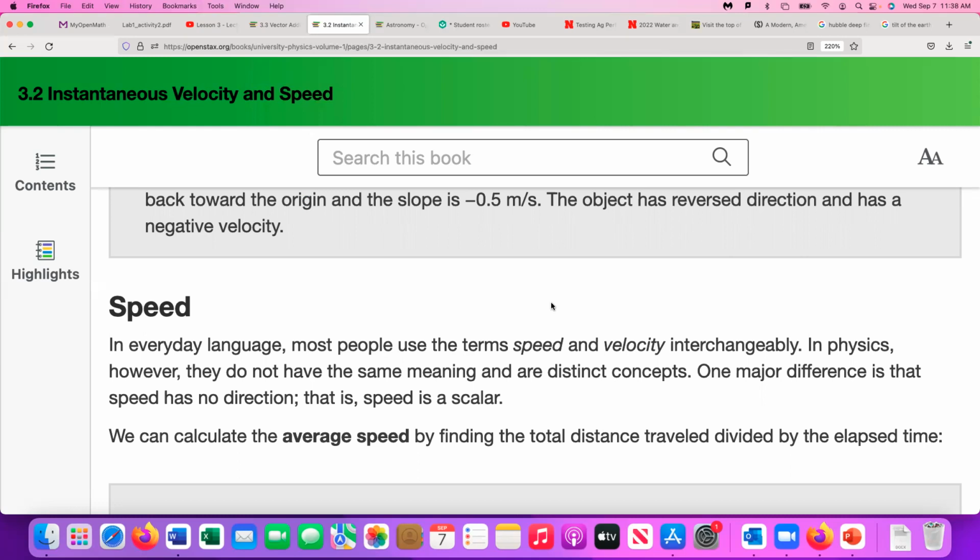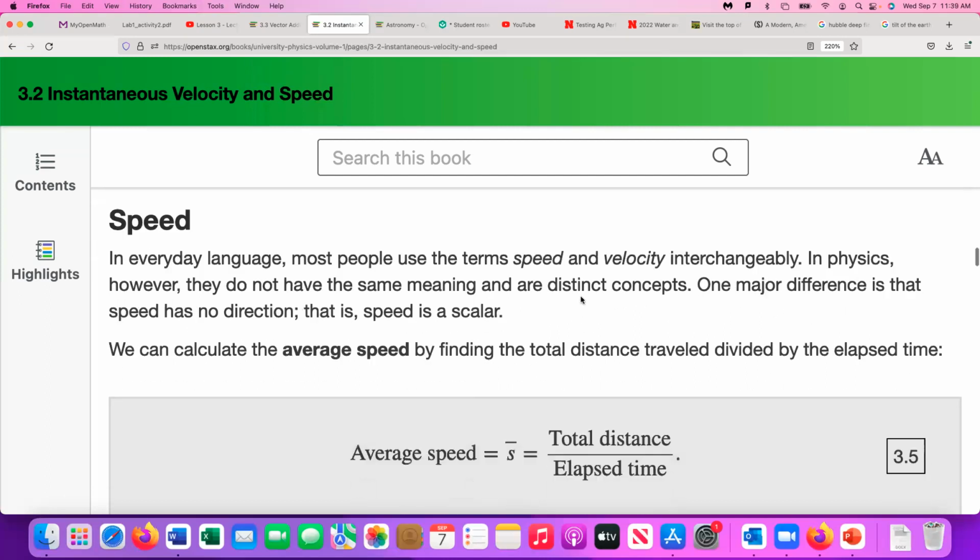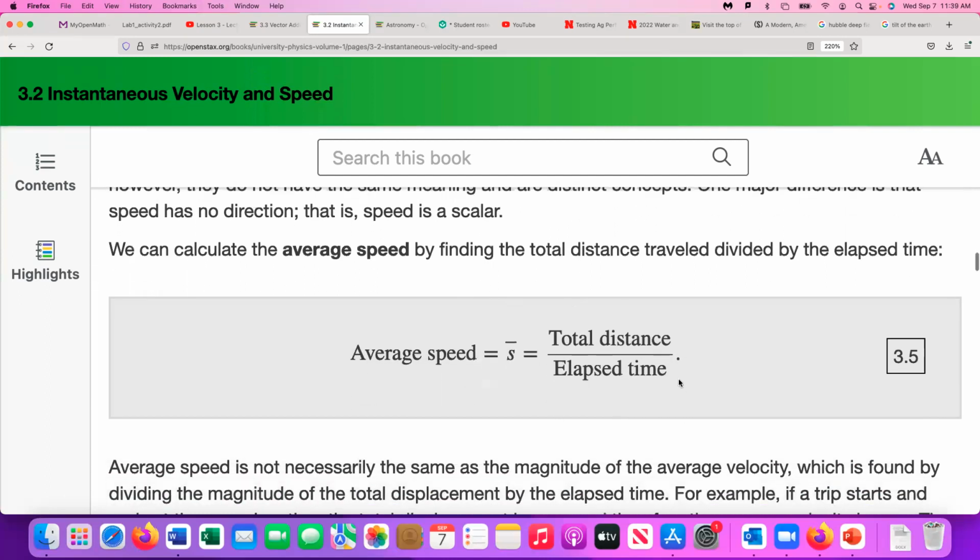So if I travel from here to McCook to Kearney, it matters that I travel from here to McCook and then from McCook to Kearney. All the distance matters. It's going to change my average speed calculation. But you essentially take the total distance traveled divided by the time it takes to travel that distance, you get the average speed. And it is a scalar quantity, just like distance is a scalar quantity. No direction involved. It's just how fast you go.